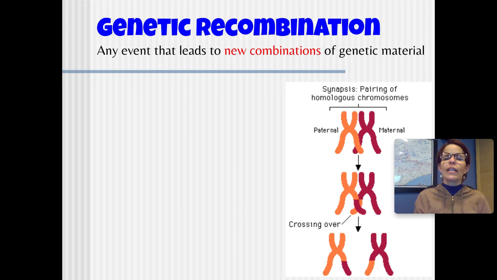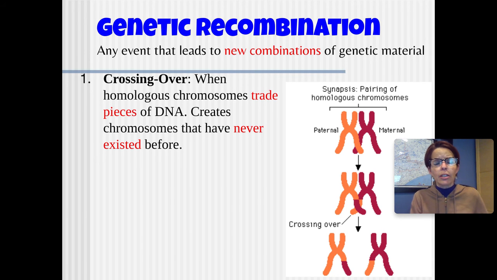All right, so what is genetic recombination? Genetic recombination refers to any event that leads to new combinations of genetic material. So remember that bacteria, they clone themselves, and the only time they get genetic diversity, I'm exaggerating a little bit, but basically the only time they get genetic diversity is if there are mutations in their offspring. We get genetic diversity in all kinds of ways.